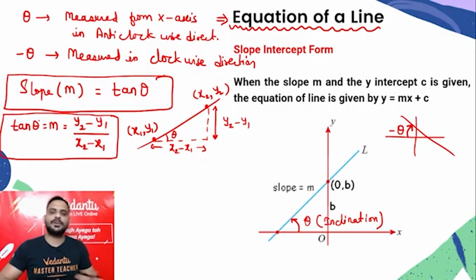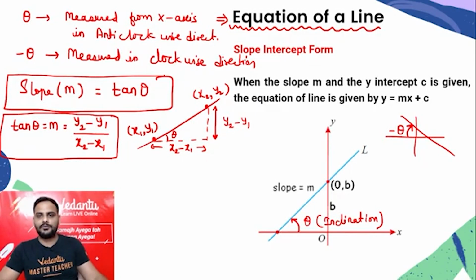Now we have the first equation, which is of the slope intercept form. Now slope, I have told you. Intercept, what is intercept? So intercept is where the line is passing through the x and y axis.